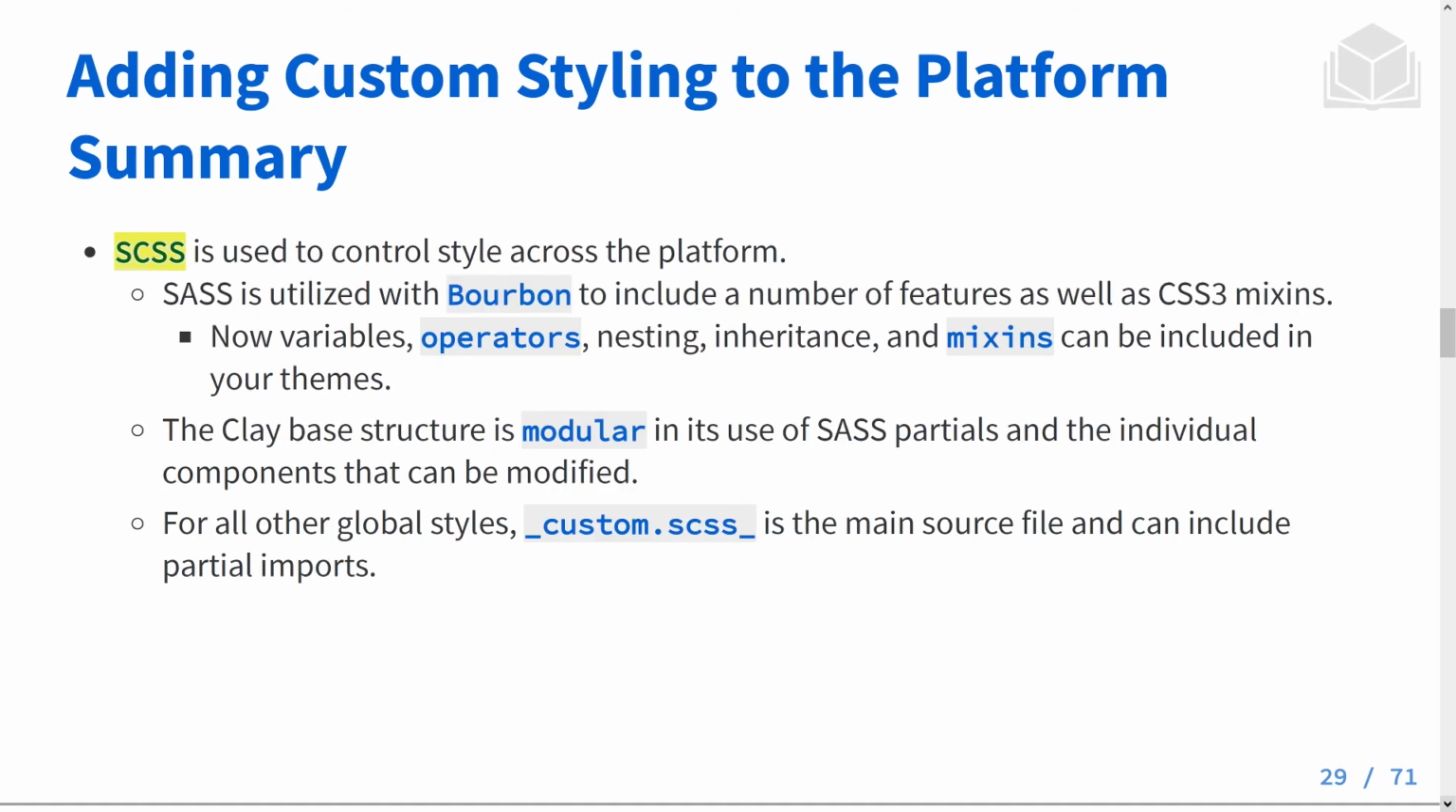SCSS is used to control style across the platform. SASS is utilized with Bourbon to include a number of features as well as CSS3 mix-ins. Now variables, operators, nesting, inheritance, and mix-ins can be included in your themes. The Clay base structure is modular in its use of SASS partials and the individual components that can be modified.